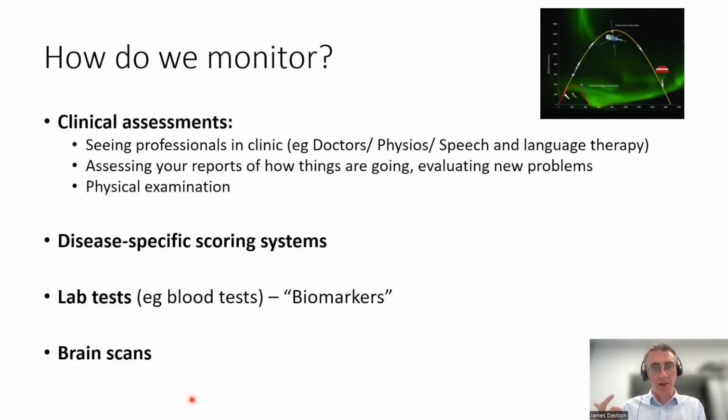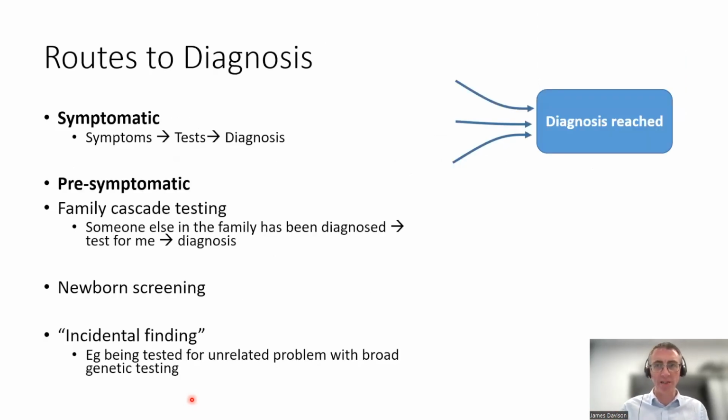It's helpful, as we think about that journey, to think a little bit more about how we get to the diagnosis and the different routes by which we might make the diagnosis. And as we've already said, for many people, a diagnosis is made because of symptoms that have developed. So it's a symptomatic diagnosis. You've developed some problems, that's led on to some tests, and the diagnosis has been made. But for others, the diagnosis may be made before you have any symptoms, before any problems have emerged, so a pre-symptomatic diagnosis.